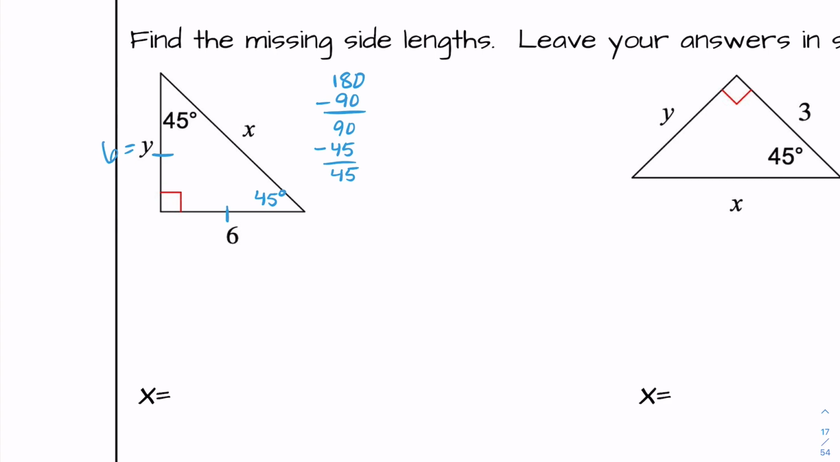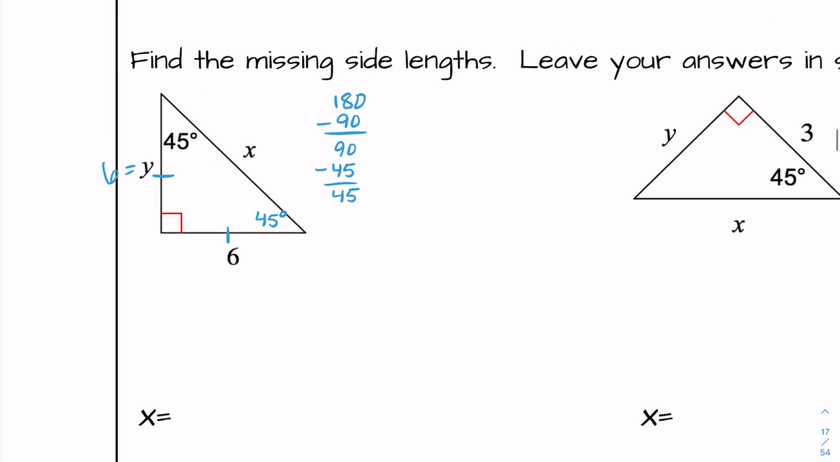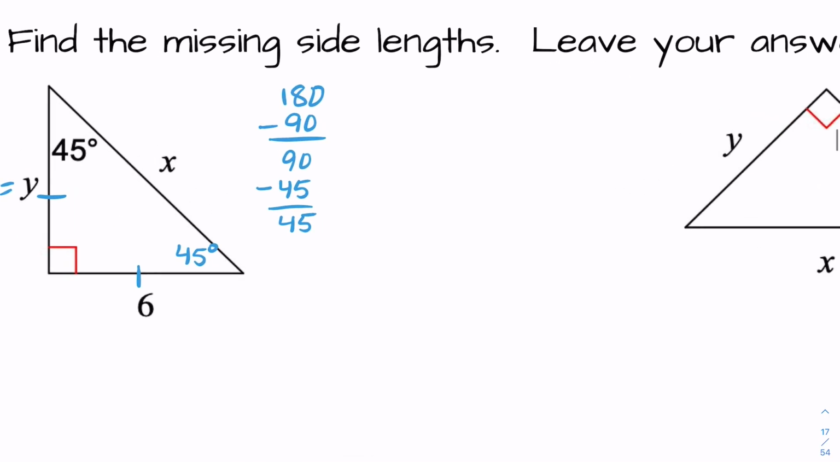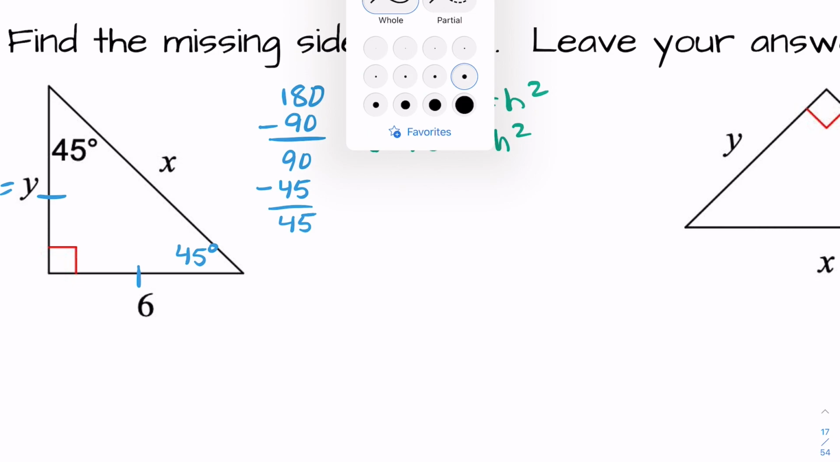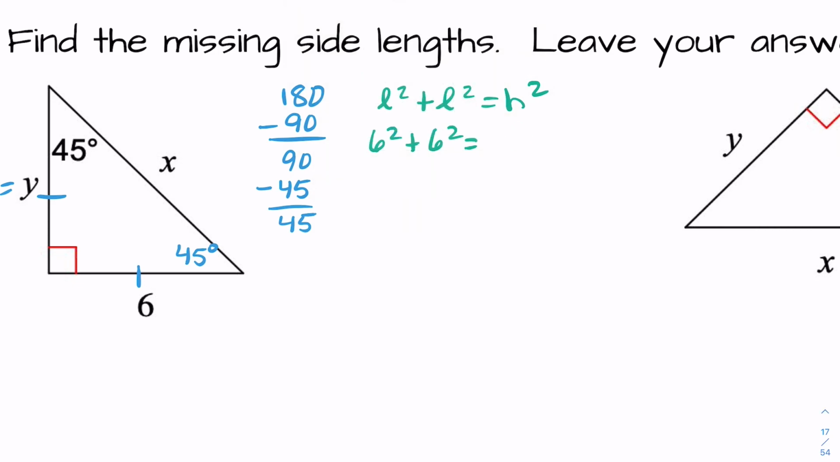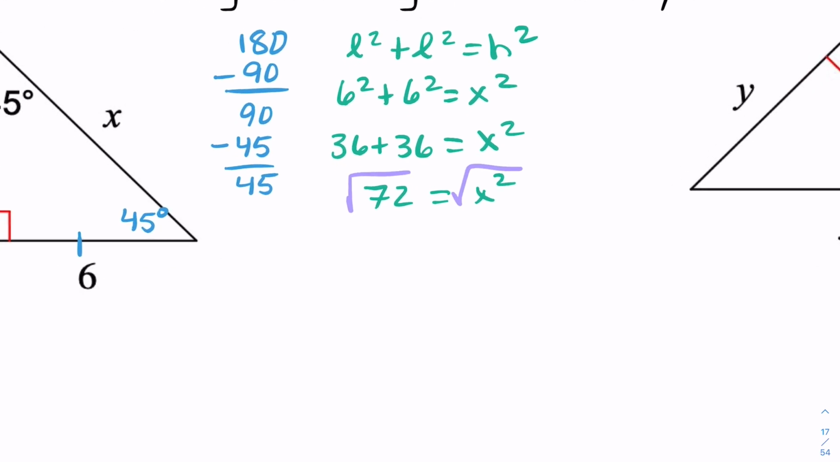And now what I can do is some algebra to find x, which I'm going to do right now. So we're going to say leg squared plus leg squared equals hypotenuse squared. So 6 squared plus 6 squared equals h squared. Oh, and you know what? That's actually x, I'm sorry. So 36 plus 36 equals x squared. 72 equals x squared. Now I'm going to find the square root of both sides. So x is equal to the square root of 72.